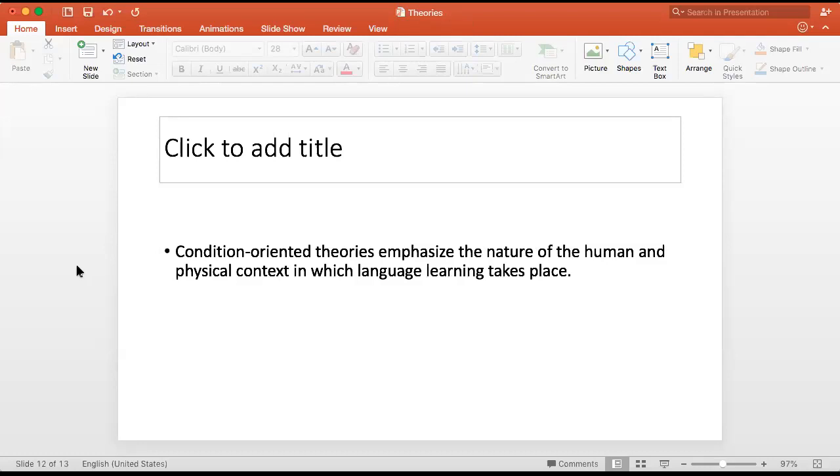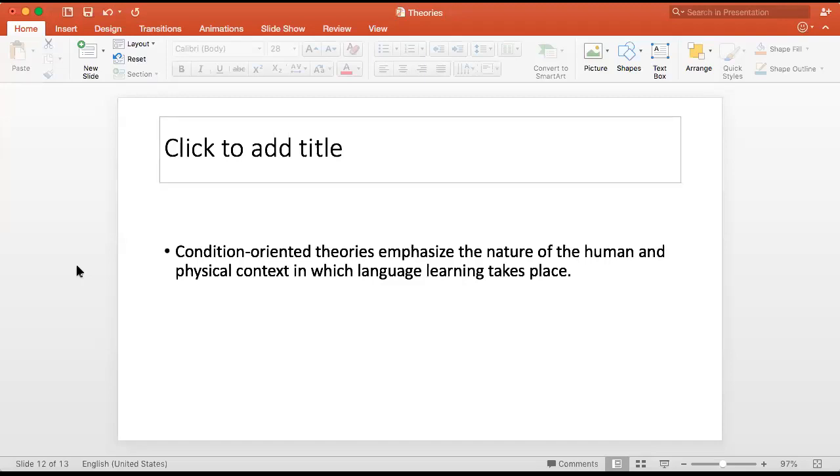Other than that, there are condition-oriented theories that emphasize the nature of the humans and the physical context in which language learning takes place. So when we talk about condition-oriented, we mean the physical context in which the language is being taught. Those physical conditions vary from one classroom to another, from the classrooms of one culture to another culture, because of different backgrounds of the students, right? So when the condition changes, then the language learning processes also change.